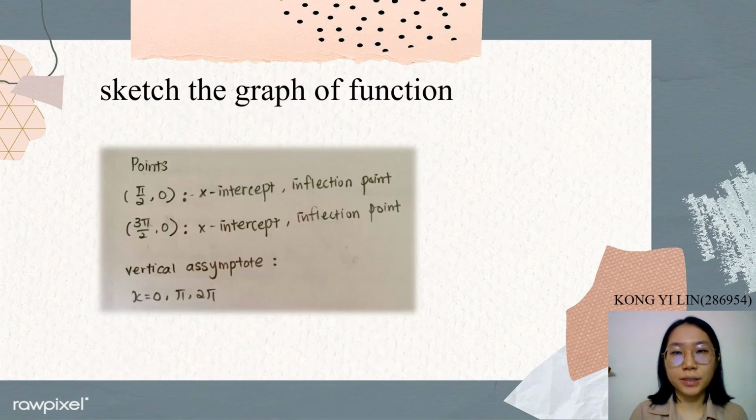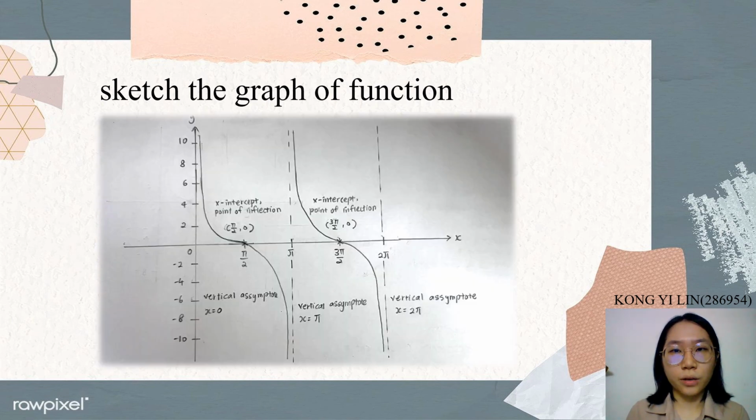So these are the points that we found. After getting all the points that we needed, we can start sketching the graph by using all the points. This is the graph that we sketched for y equals cotangent x, where x is between 0 and 2 pi. There are 2 inflection points and 3 vertical asymptotes.